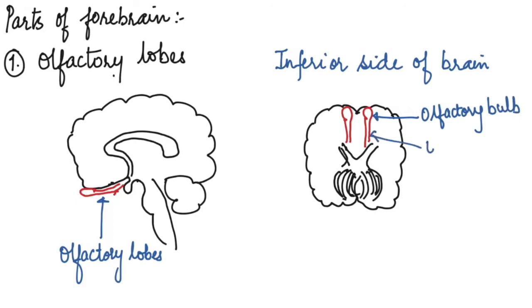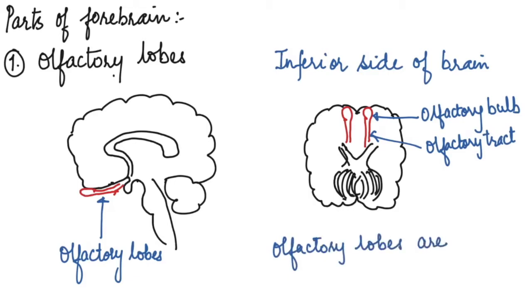Now there are a pair of olfactory lobes in which you can see a swollen part that is called the olfactory bulb and a tubular structure that is the olfactory tract. Together they form the olfactory lobes. These olfactory lobes are concerned with the sense of smell. They are directly connected with the nasal chambers.